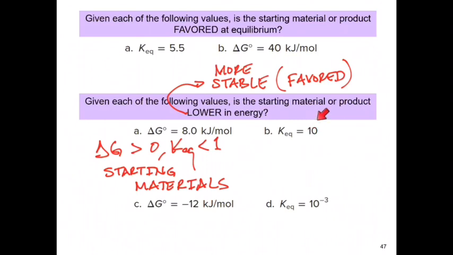For the second one here, we have KEQ greater than 1. So that tells us that the products are being favored here. And because the products are being favored, then they are lower in energy.